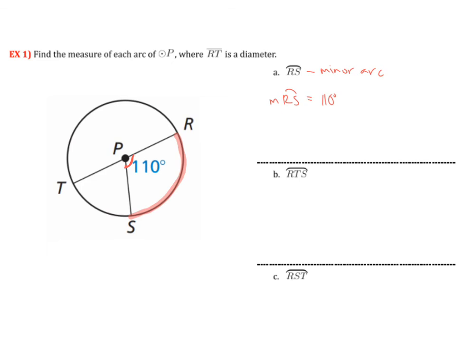All right, and now let's take a look at part B. Part B says to find the measure of the arc RTS. So, tracing it out, we start from R, but we head towards T because that's the next letter in the name. So I'm going to go in this direction towards T, and then I'm going to finish at S. This is on the exterior of the central angle provided here, and it also completes the circle. So this arc right here is actually a major arc.